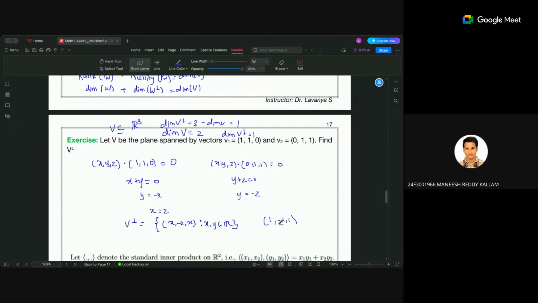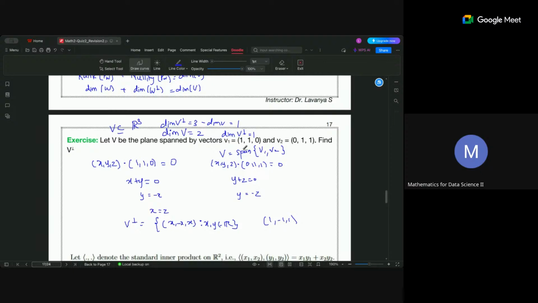Ma'am, the dimension of V is 2 because you have considered V1 and V2, right? Yes, of course, because this is a spanning set. Ma'am, so this (1, minus 1, 1) is the basis of the null space, right? We have not considered any projection here. We are just considering the orthogonal complement.